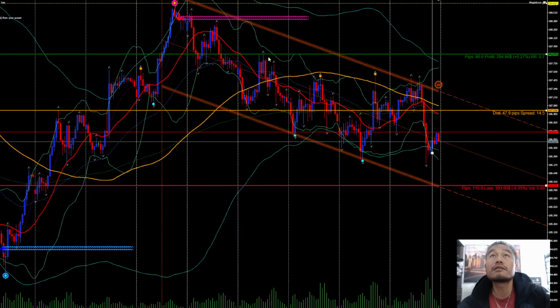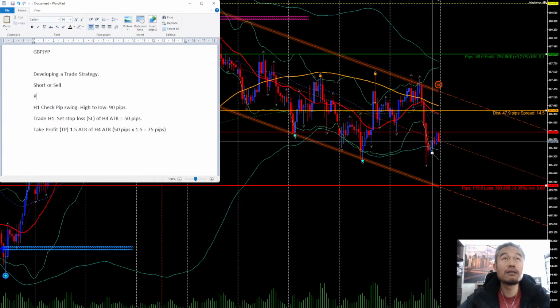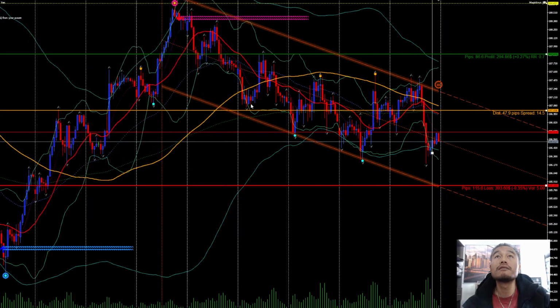This is short, going back. So our calculation would be, or we call it the pullback. So we're going to be checking this swing. We can call this here the pullback. Check the high swing, low about 80, so it's the pullback. So we take from here to there, it's the pullback, and we take that as a profit.